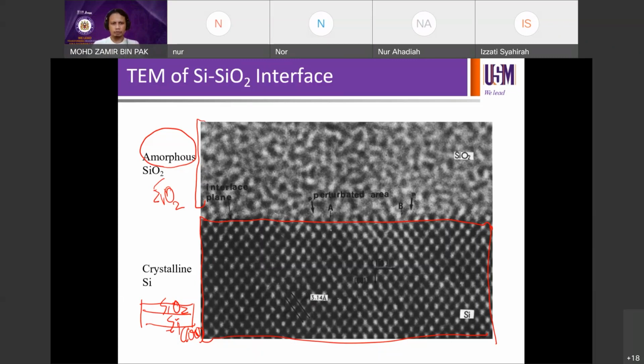Okay, so look at the interface here. Let's zoom at the interface. We look at the interface, not at other places. What do you see at the interface in particular? Anyone?